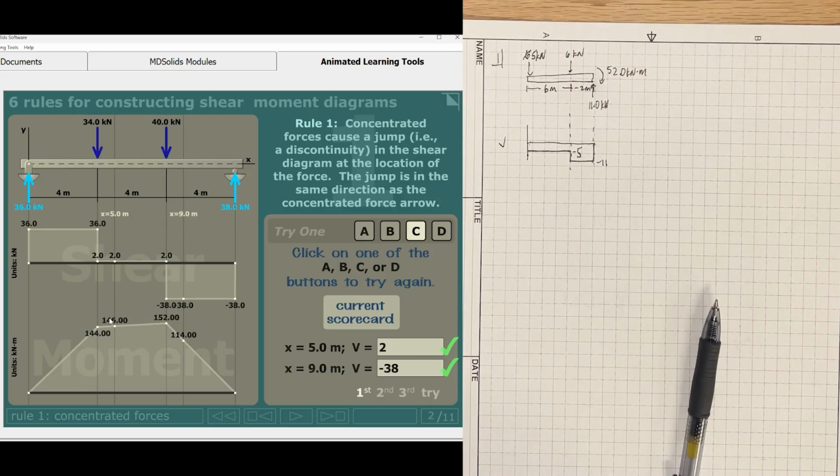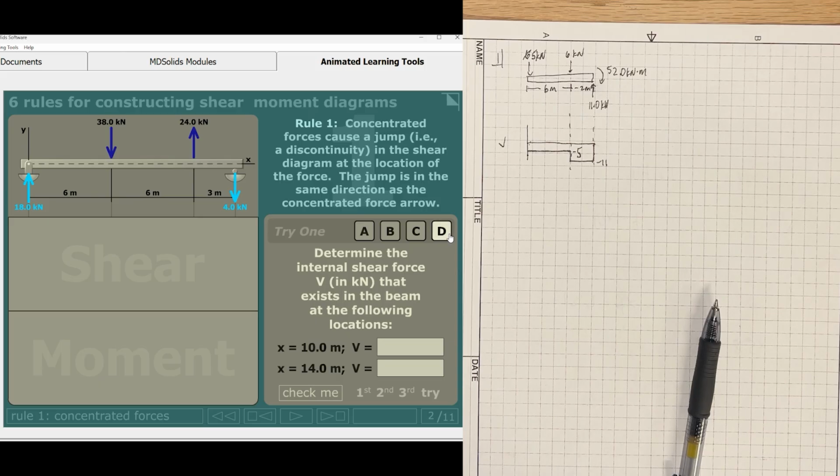We can go ahead and click check, and make sure you guys are looking at these shear and moment diagrams, right? Be thinking about that as you're going through this, what those are going to end up looking like.